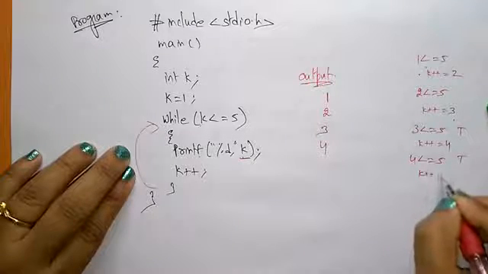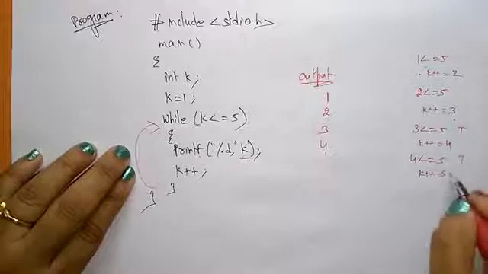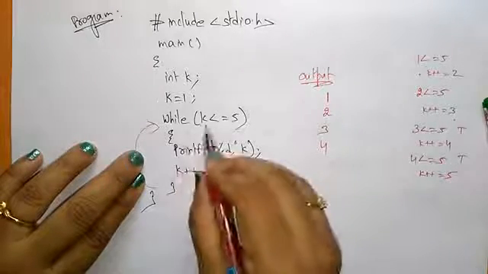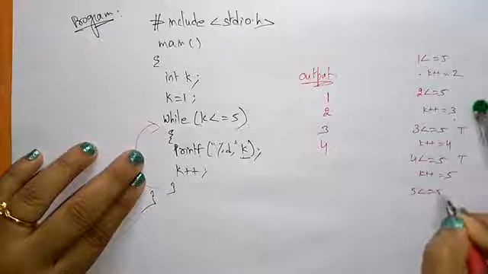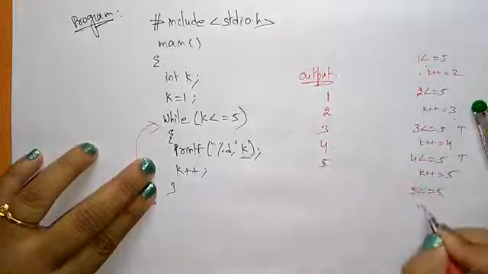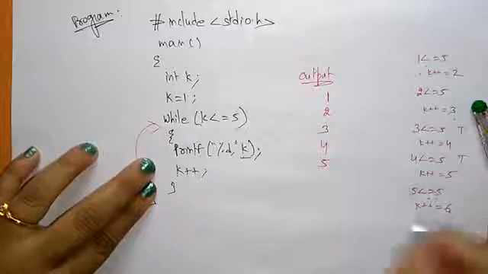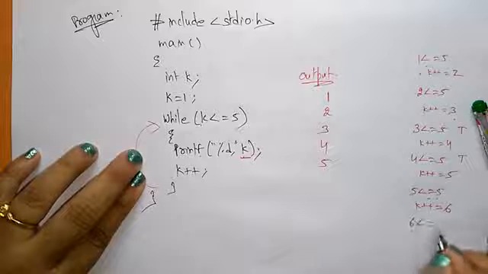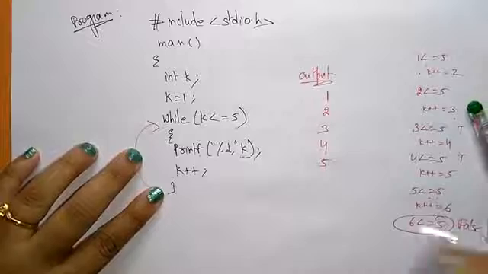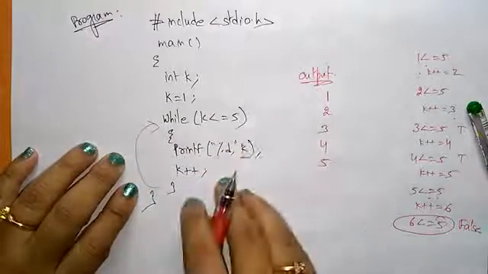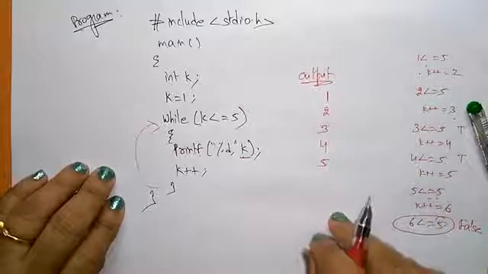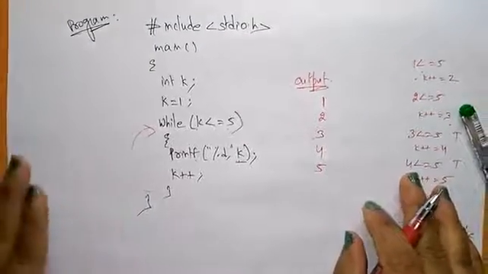k++ makes it now 5. So it checks whether 5 is less than or equal to 5. Yes, it is equal to 5 only. It prints k value 5. Now it increments k++, which is 6. Now it checks 6 <= 5. No, this is false. So it exits from the while loop and exits the main program. So this will be the output: 1, 2, 3, 4, 5. So this is about the while loop. Thank you.